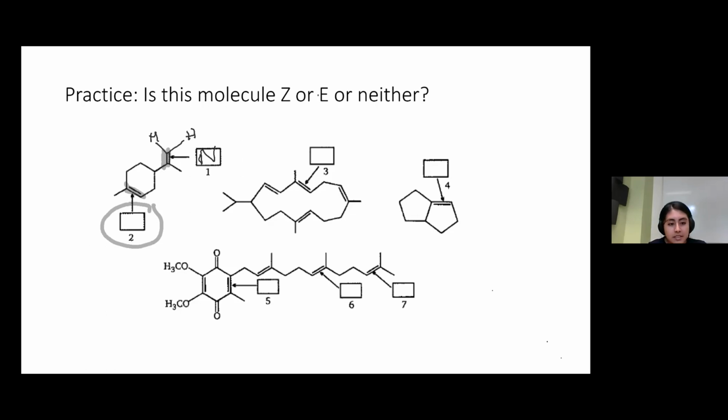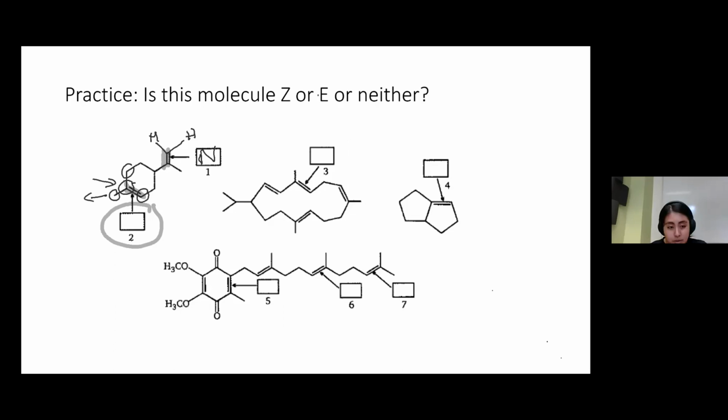Someone said Z. Yep, you're correct. So let's go over this together. Again, we're looking at these two and what is attached to those two. In this case, let's look at this one first, the side first. We'll compare this one and this one. We realize that both of them are C, so we keep on going.